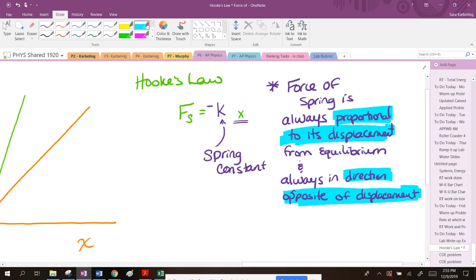But at this point, you're probably saying, Ms. Carveling, we are done with free body diagrams. We haven't done those forever. We are in the unit on what? Energy and work. So what are we doing here?